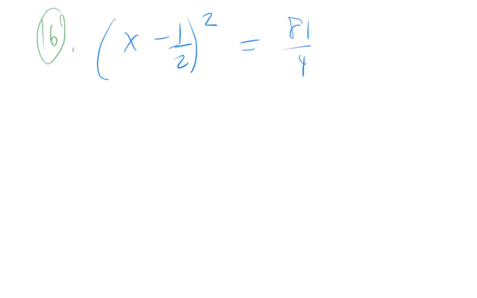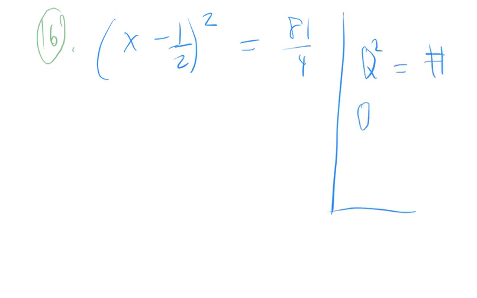Now let's do problem 16. So problem 16 says, parentheses, x minus 1/2, squared equals 81/4. So there's something really helpful called the square root property. The square root property says that if you have a quantity squared equal to a number, you can basically take the square root of both sides. The quantity equals positive or negative the square root of that number on the other side.